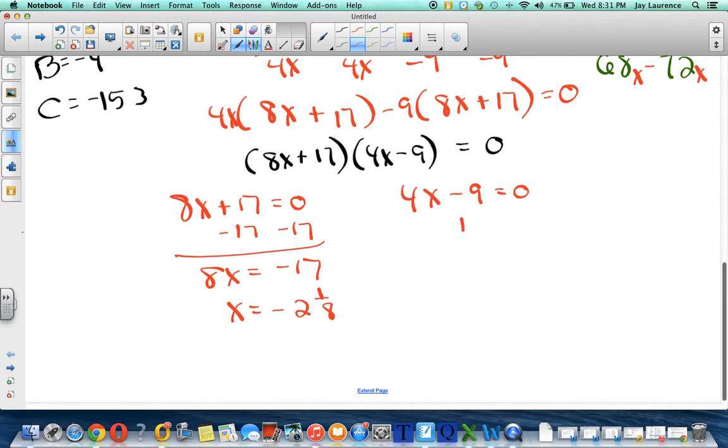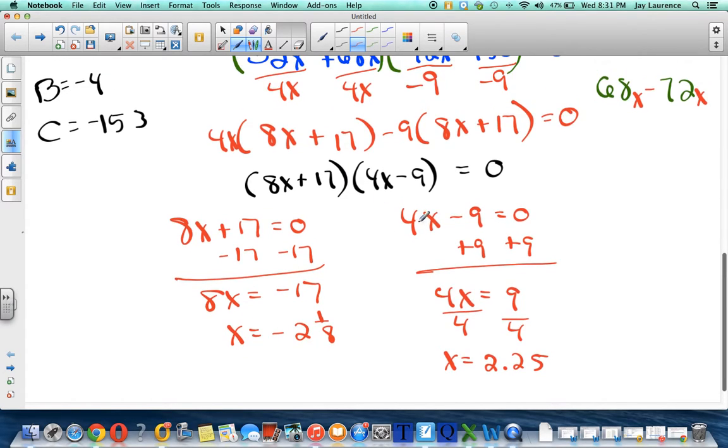And over here, I'm going to add 9 to both sides. I'll get 4x equals 9. Divide by 4, divide by 4. X is going to equal, I think, 2 1/4. I think that's right. Yeah, 2 1/4. Okay, now, we're still not done with the problem.